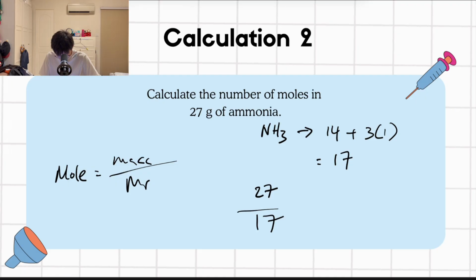However, the mass of ammonia is greater than the MR of ammonia. That means that the amount must be larger than 1 mole. That is how we think from first principles. From first principles, we derived the mole equation, and now if we use the mole equation, we get mole equals 27 over 17. If we put it into the calculator, it's 1.59 moles of ammonia.